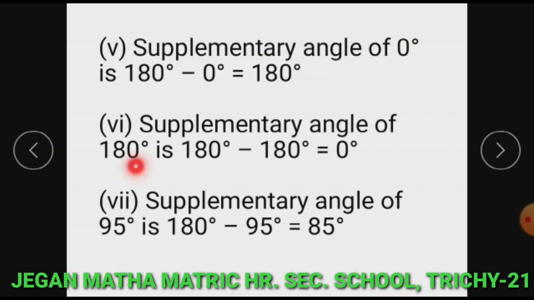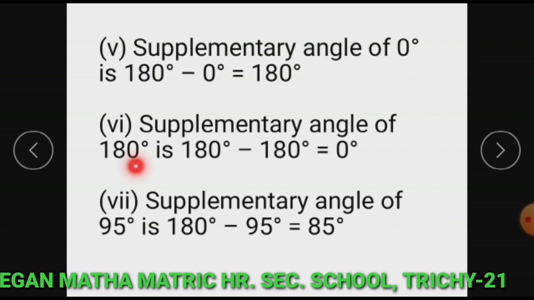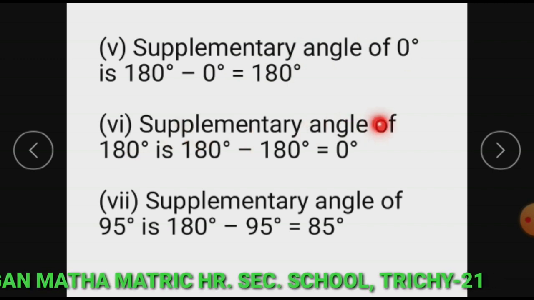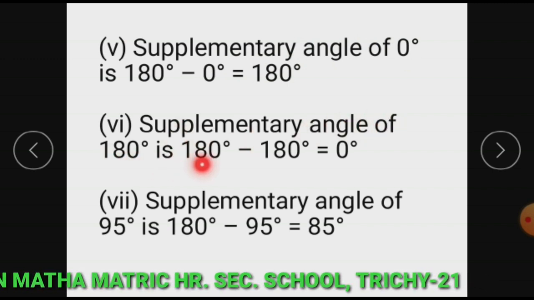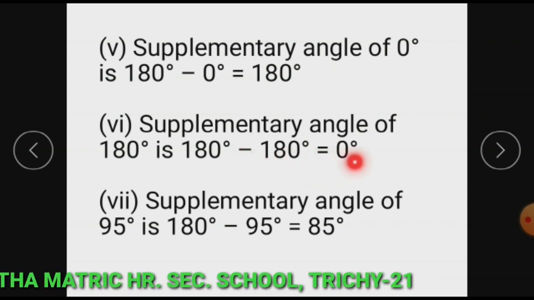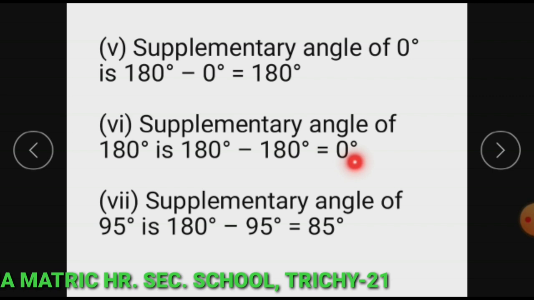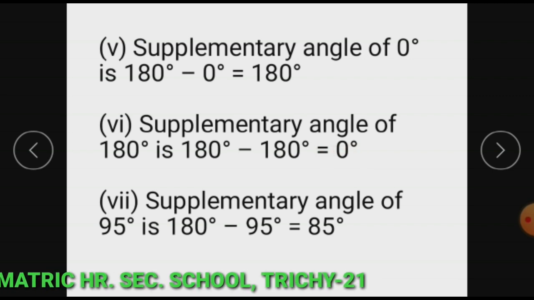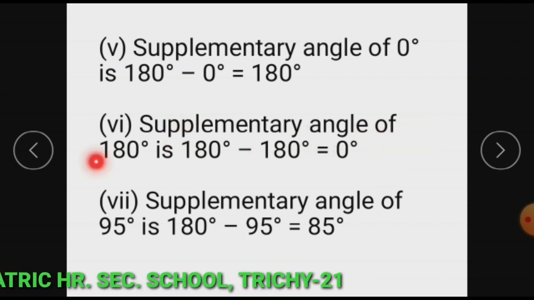The given angle is 180 degree. Supplementary angle of 180 degree is equal to 180 degree minus 180 degree equal to 0. So 0 degree is the supplementary angle of 180 degree.